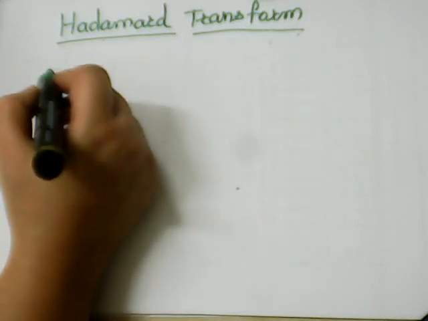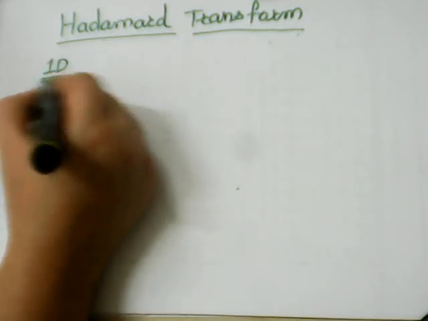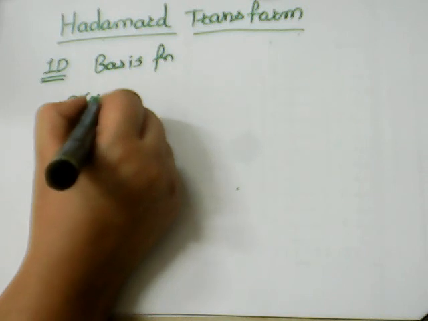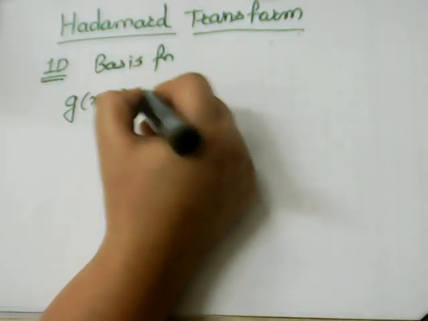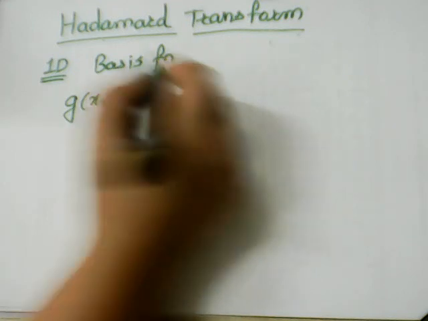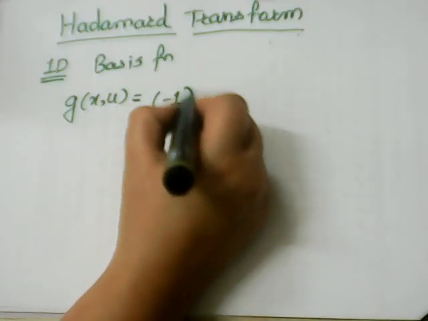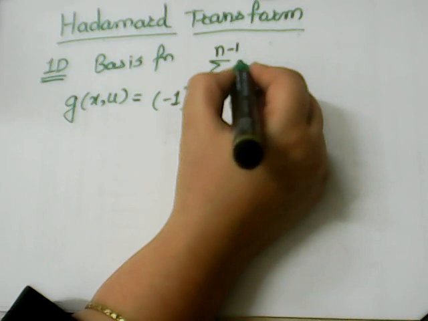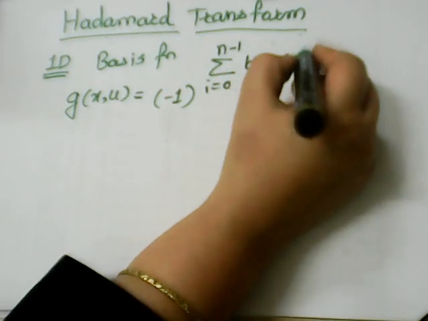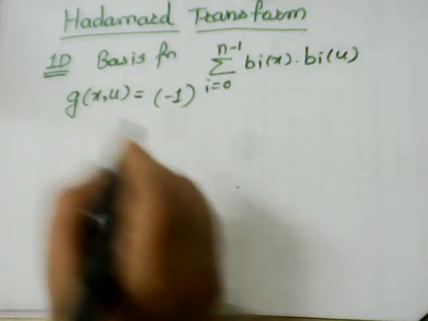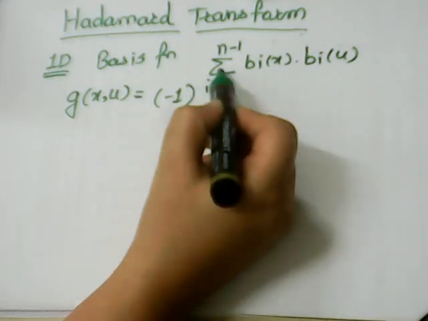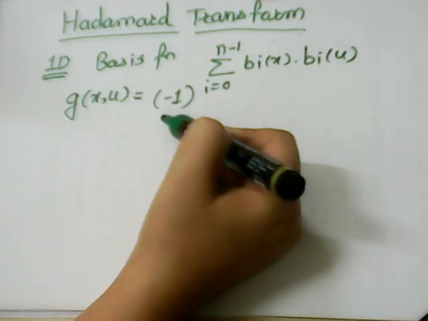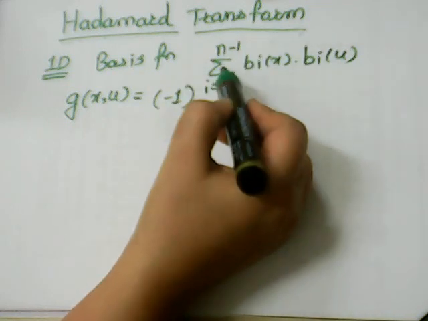So the one-dimensional Hadamard transform basis function is g of x comma u is equal to minus 1 to the power summation i equal to 0 to n minus 1 of bi of x into bi of u. The difference is here it is a summation instead of a product. In Walsh there was a product and then minus 1 to the power. Here minus 1 to the power whole thing is coming, the summation is coming. That is the second difference.